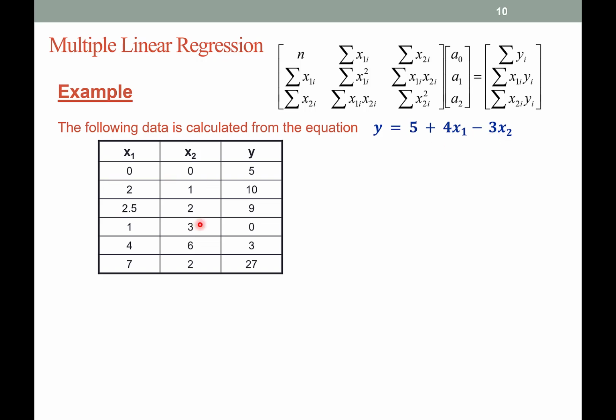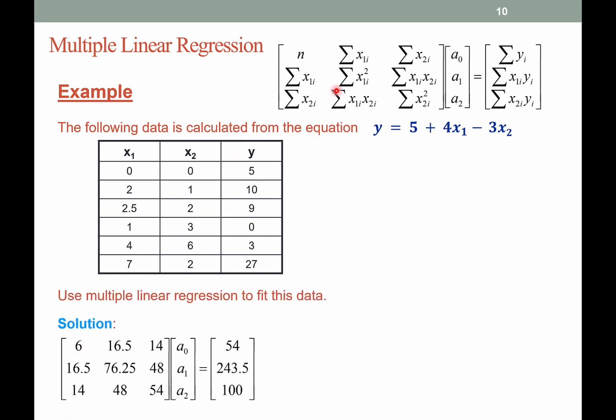So taking these equations and solving, what is n in this case? n is the number of points that we have. So we have 1, 2, 3, 4, 5, 6 points. So the matrix that we're going to be developing is going to start off with a 6 here, which is the value of n, and then the sum of x1, which would be the sum of 0 plus 2 plus 2.5 plus 1 plus 4 plus 7, which is 16.5. And then the sum of x2 is 14. The sum of x1, again, is the same here, 16.5, same as here.